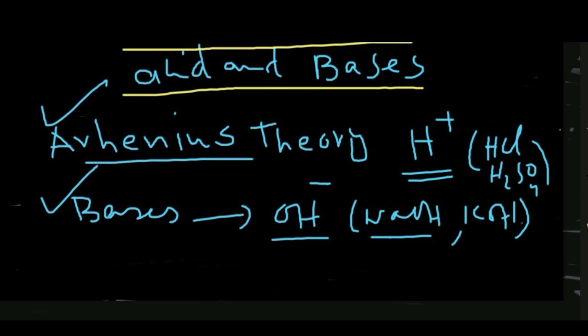So according to Arrhenius, these are the acids, and these are the bases because they produce OH ions in aqueous solution. This is the concept of Arrhenius, and this concept was proposed for the first time in 1887 by Arrhenius.